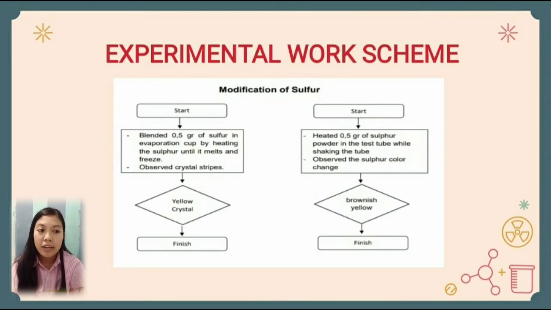And the second, in the test tube, heat 0.5 gram of sulfur powder in the test tube while shaking the tube. Observe the sulfur color change. The product is brownish yellow.